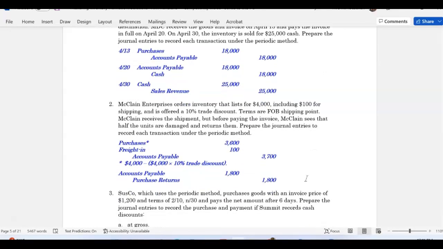Okay, so McLean Enterprises orders inventory that lists for $4,000, including $100 for shipping, and it is offered a 10% trade discount.